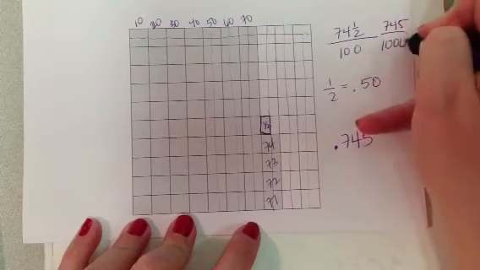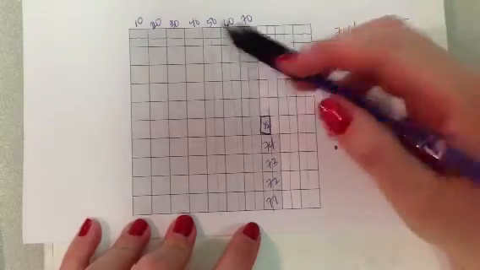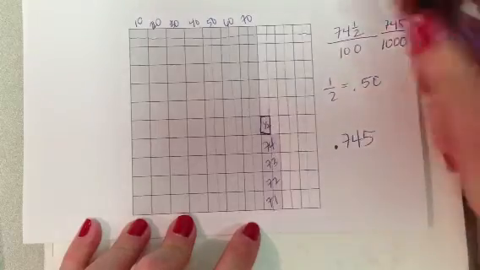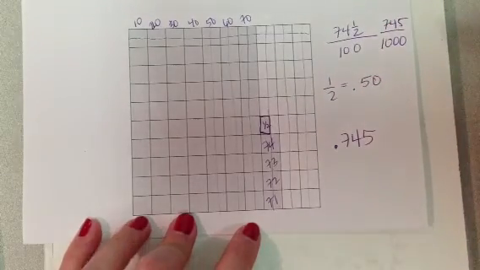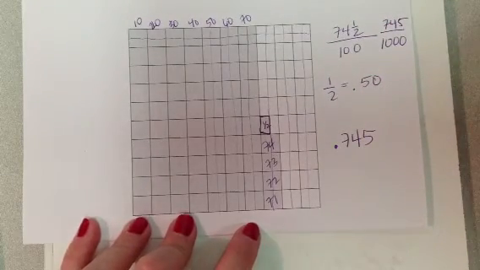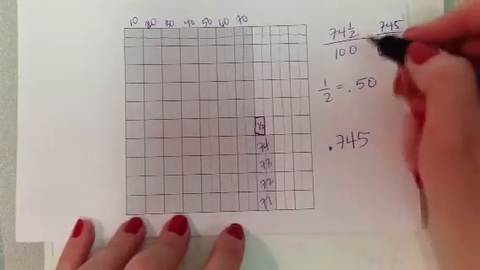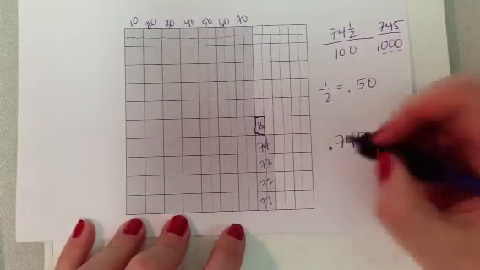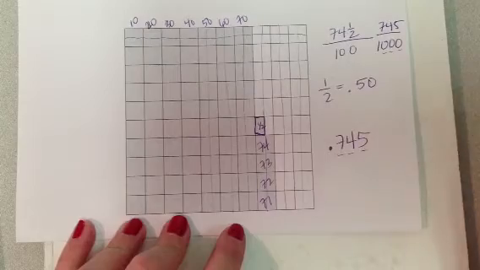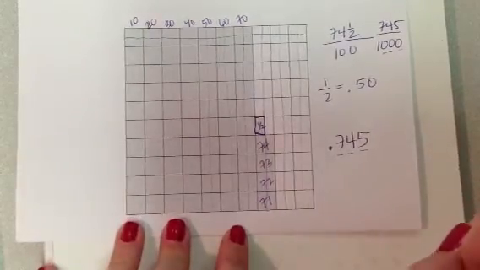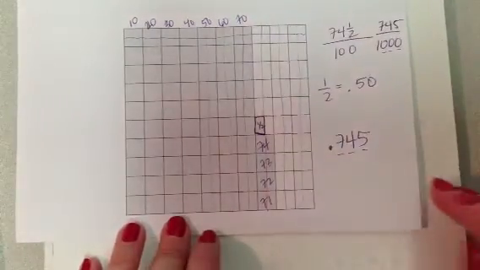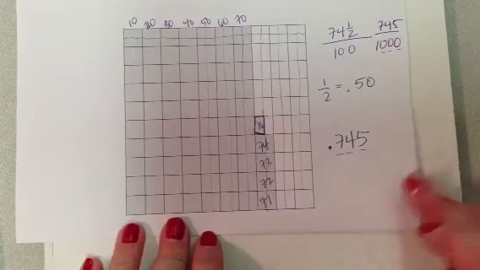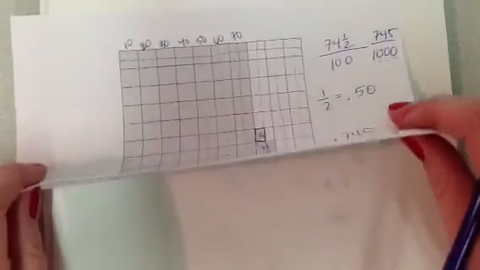And I could write this as 745 over 1,000, because all of this shaded would total 745 of those little tiny squares. And as you see here, 1, 2, 3 zeros in the denominator, 1, 2, 3 digits behind the decimal point. But that's a lot. That's just crazy, right?